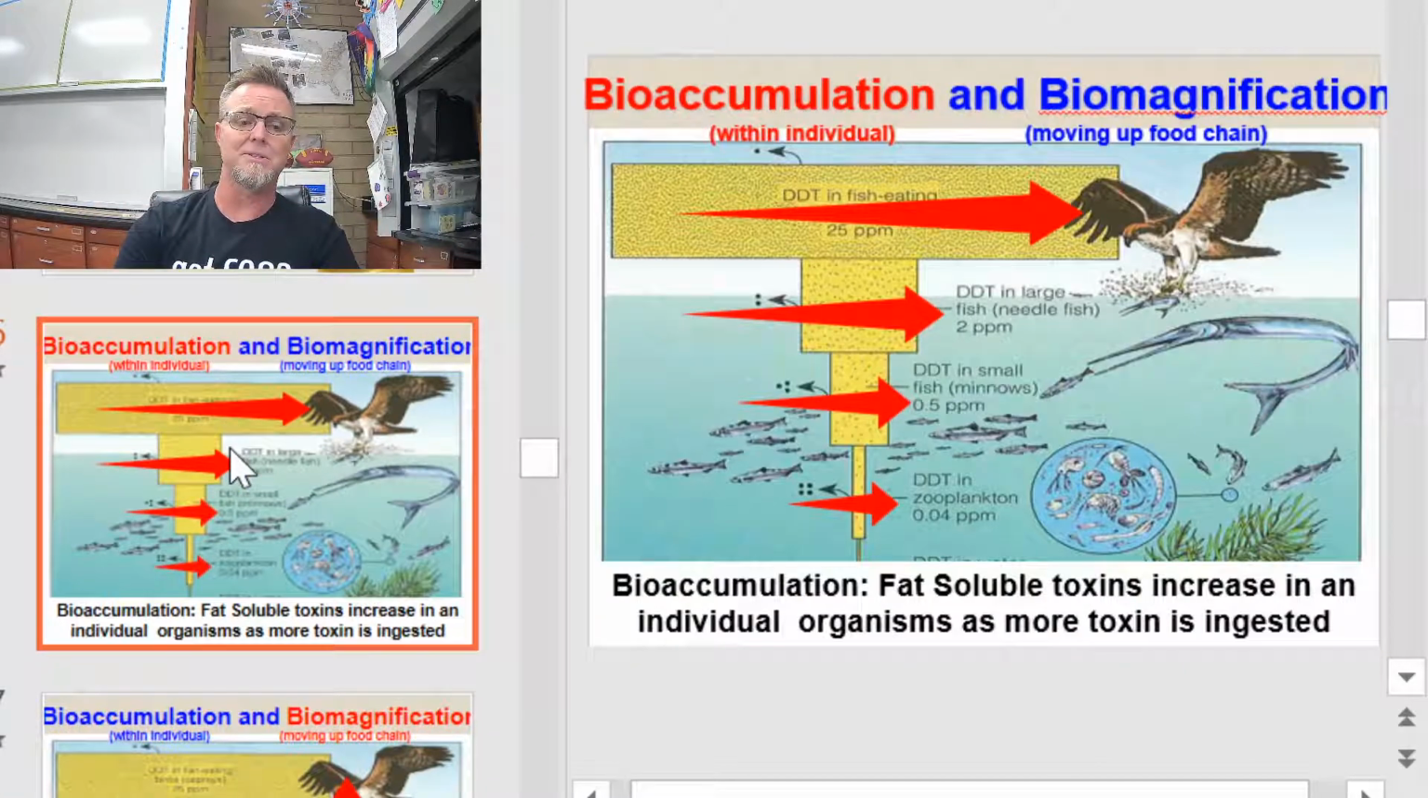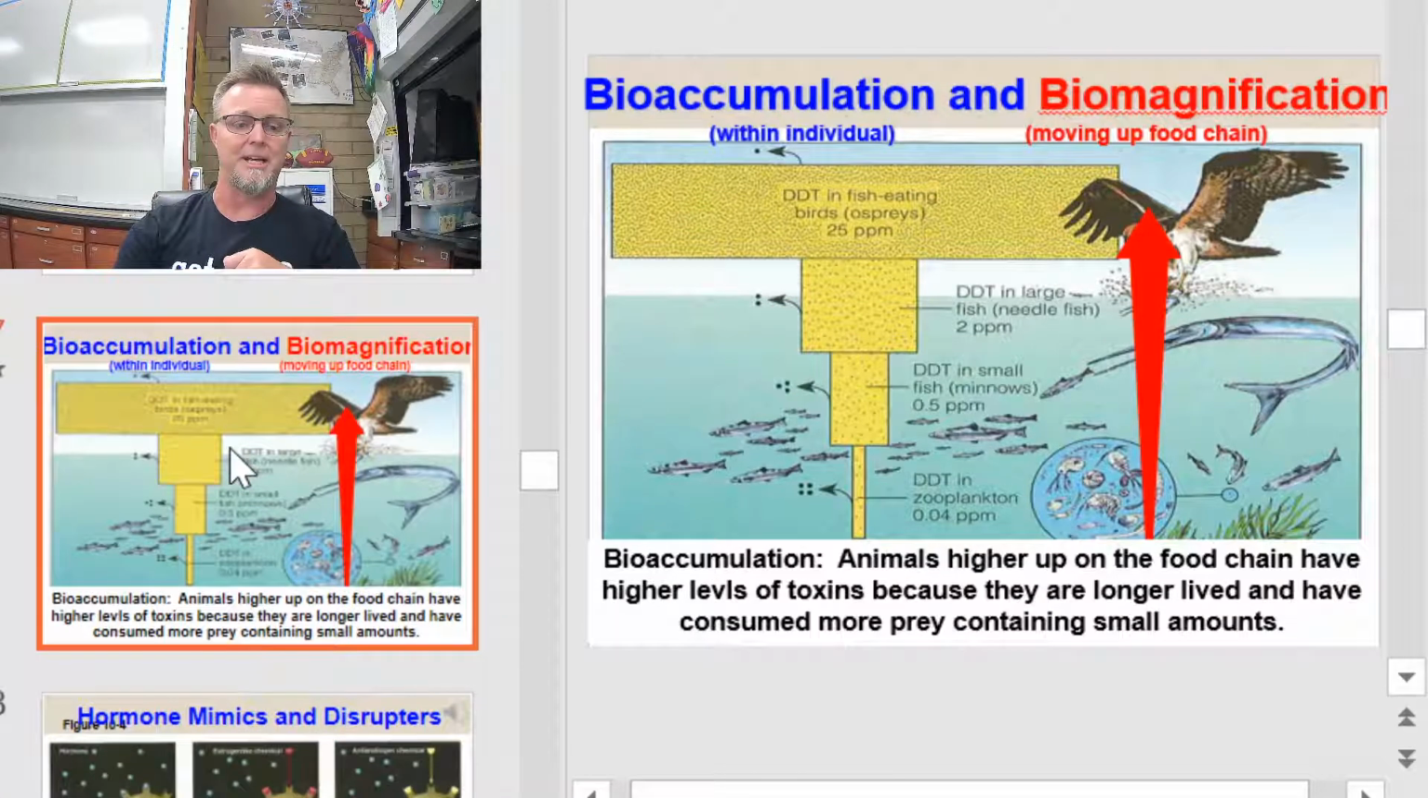It can also bioaccumulate and biomagnify the same way I just described DDT. So once mercury is out in the environment, individuals living in and around that mercury will absorb it. And if those individuals are eaten, that mercury will move up the food chain.